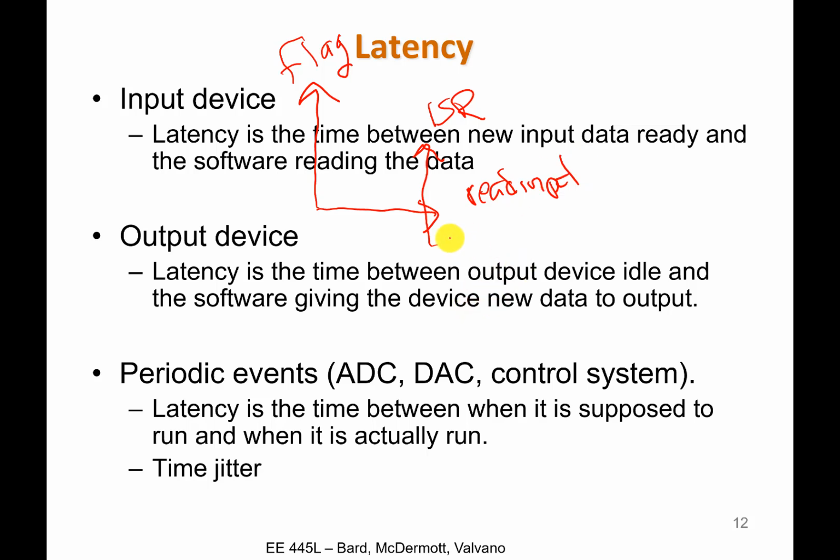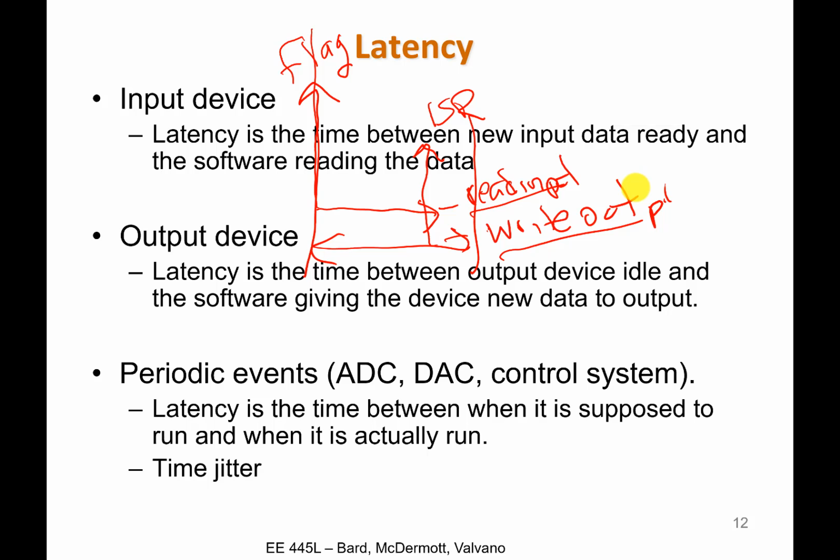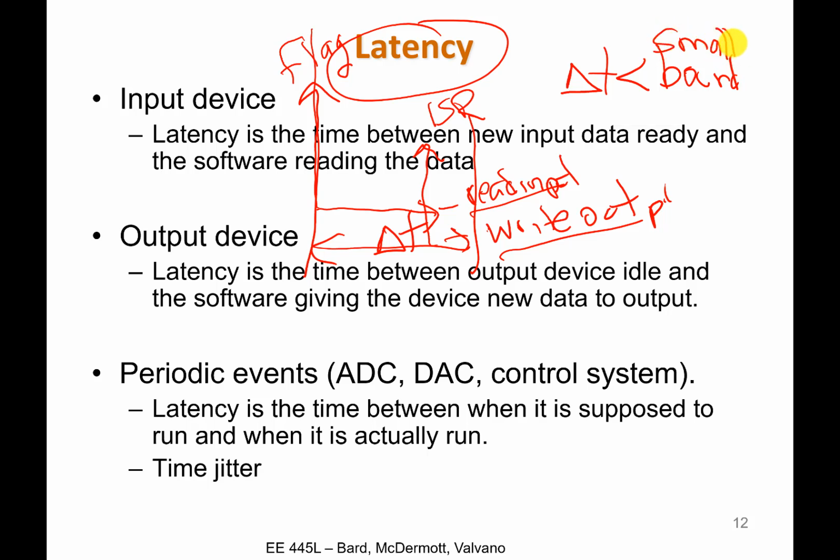Now, for an output device, we would write output, and we're going to define this time delay between the setting of the flag and performing the function needed by that flag as latency. Okay? In a hard real-time system, this latency here is always less than some bound. And this bound is a very small bound. That's why it's called hard real-time.